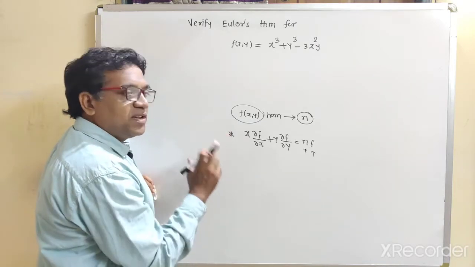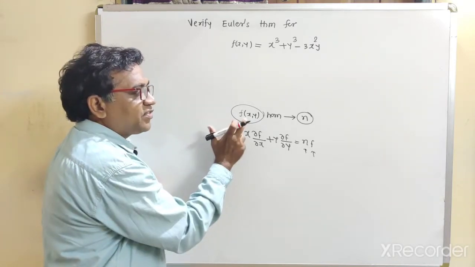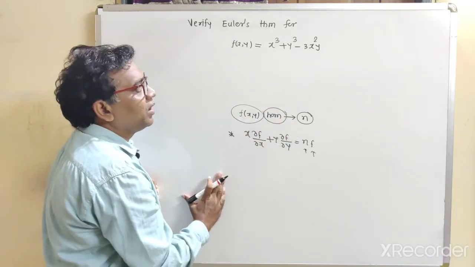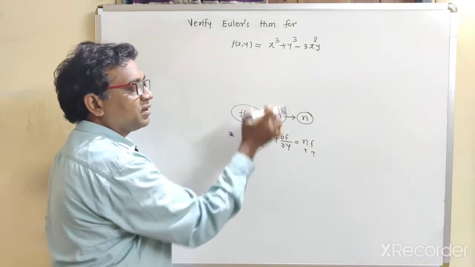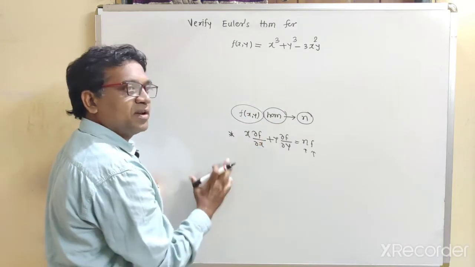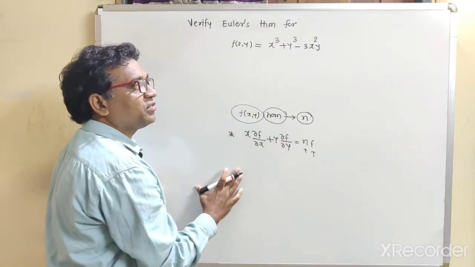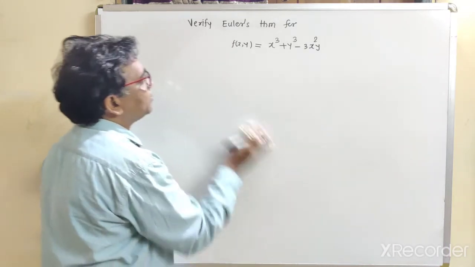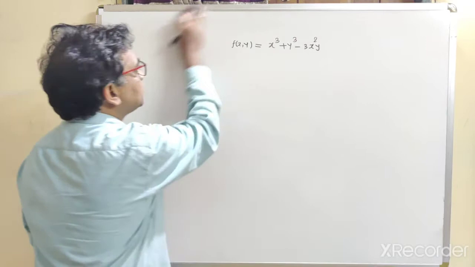So first of all, note this: Euler's theorem is applicable only for homogeneous functions. If the function is homogeneous, then and only then can we apply Euler's theorem. For non-homogeneous functions, we cannot apply Euler's theorem. So verify this Euler's theorem. So write down the solution.